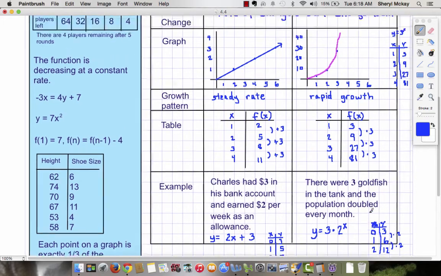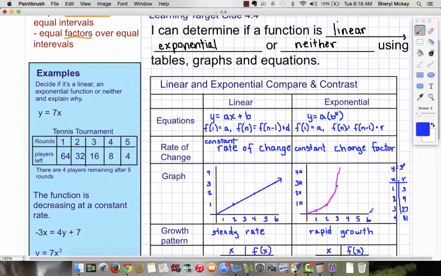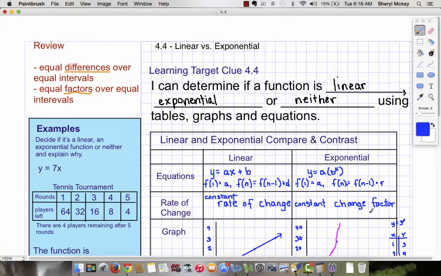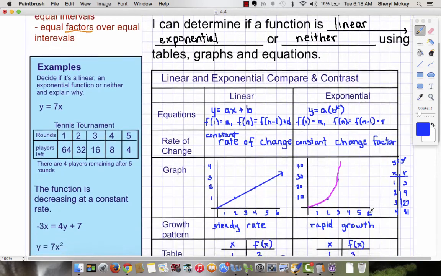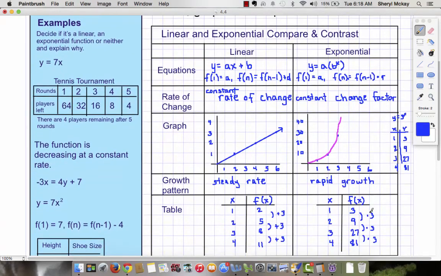So that's just a really quick review, and you need to be very familiar with this because you need to be able to look at examples and be able to tell whether it's a linear function, whether it's an exponential function, or if it isn't either, because there are other types of functions that we haven't learned yet. We've just been focusing on linear and exponential. So let's go ahead and get started by looking at some examples.